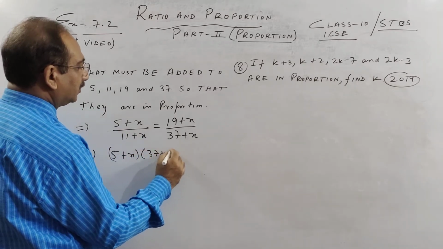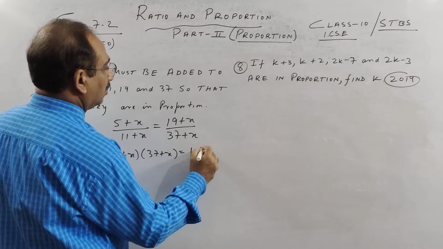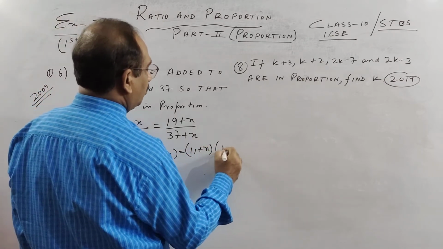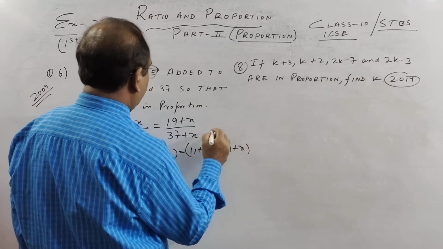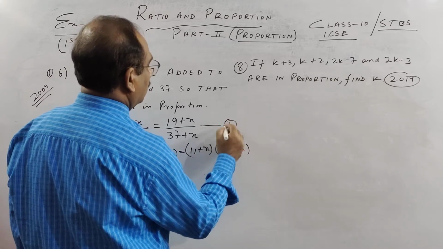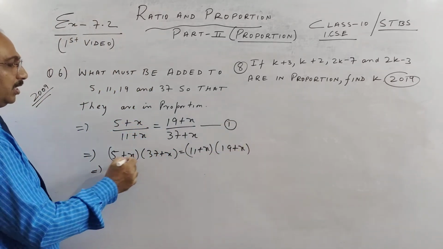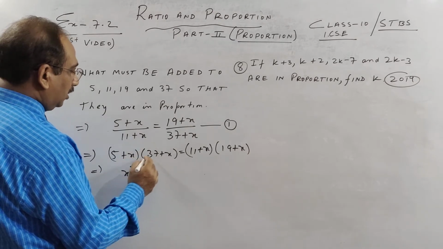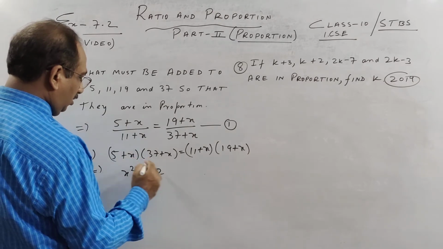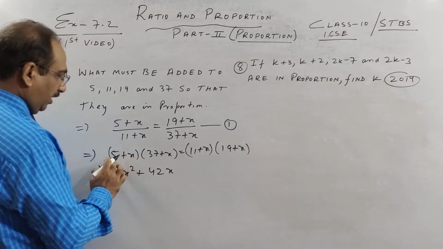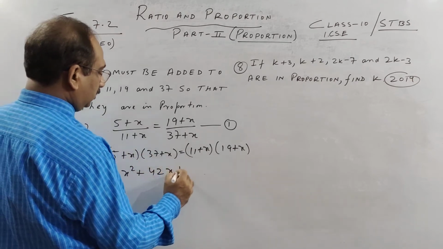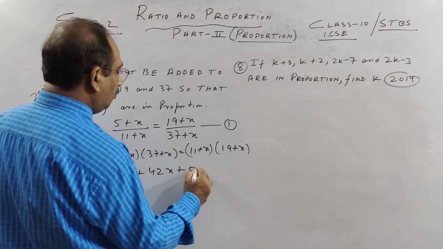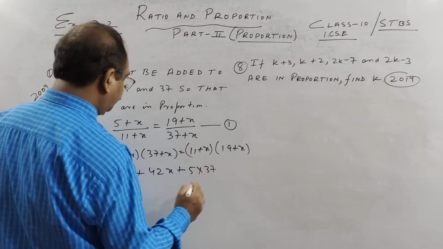Okay, so we cross multiply. This basic idea, if you do, children, you will get 1 mark here. So let us solve for x. We get x square, if you do 37 plus 2, you will get 42x, 5x plus 37x plus 5 into 37.